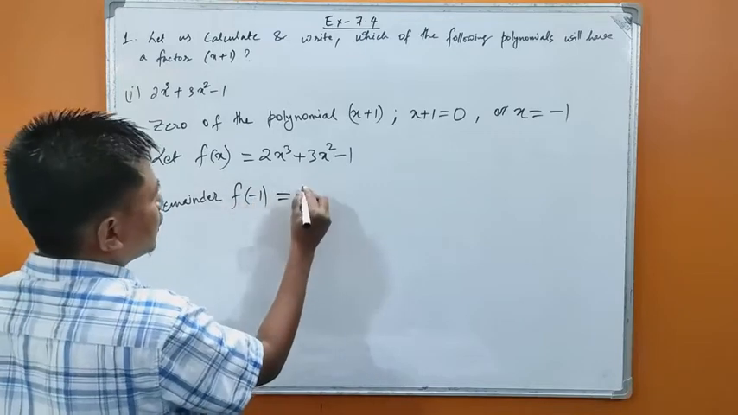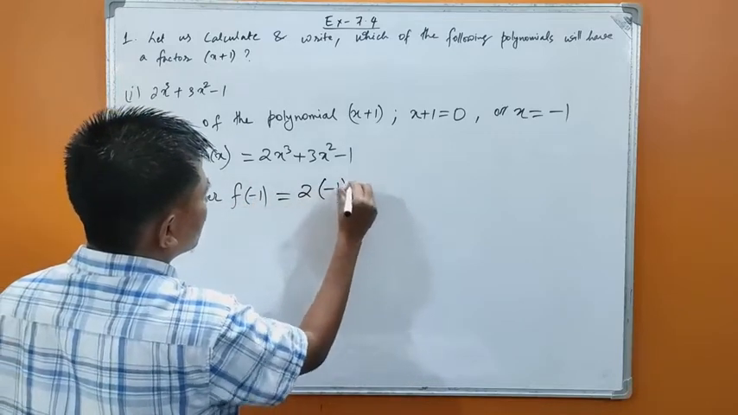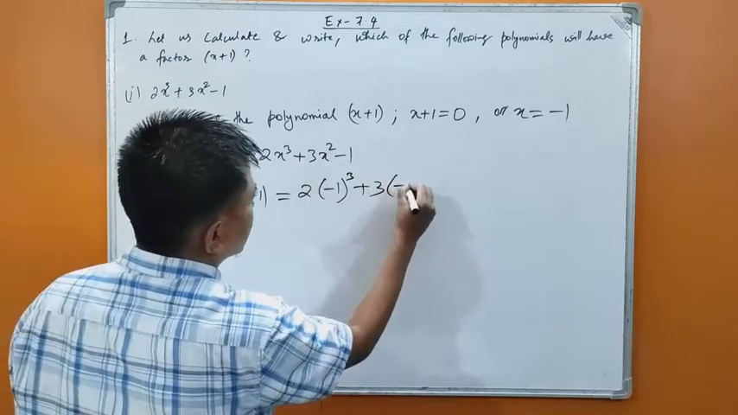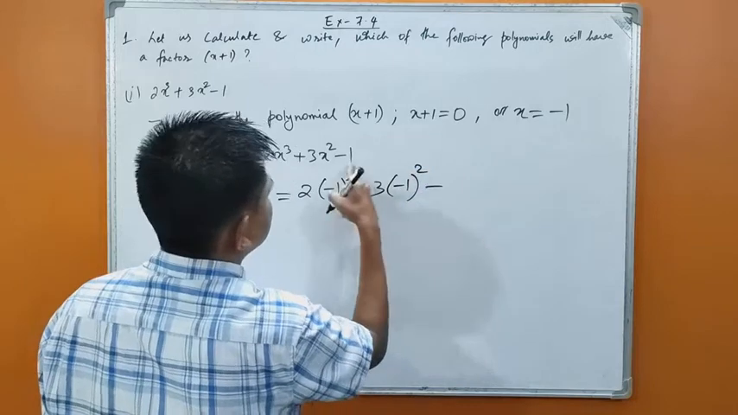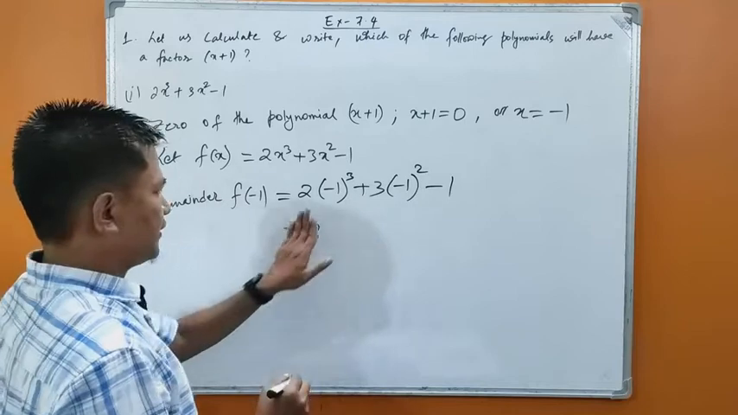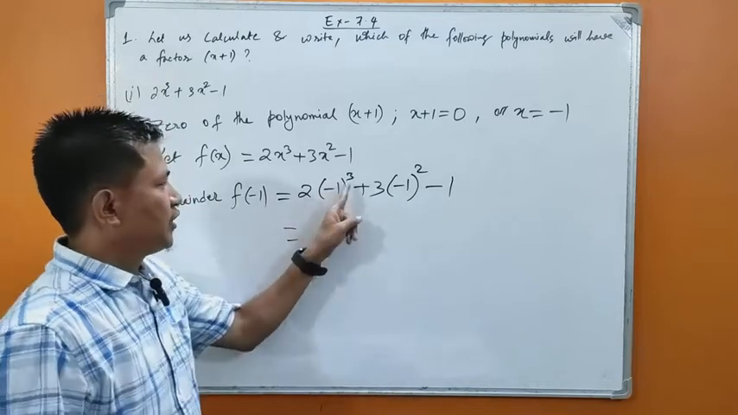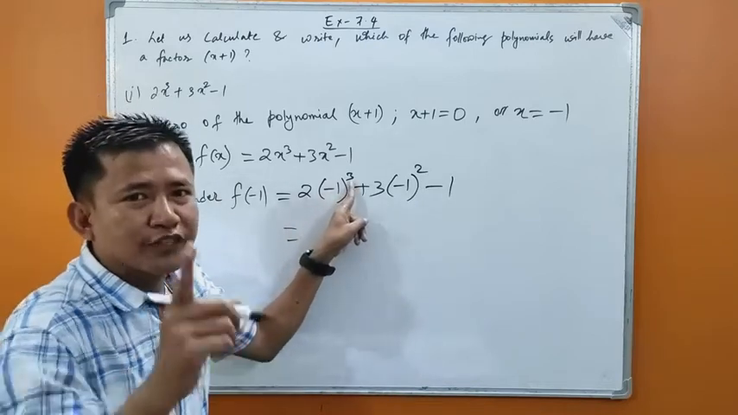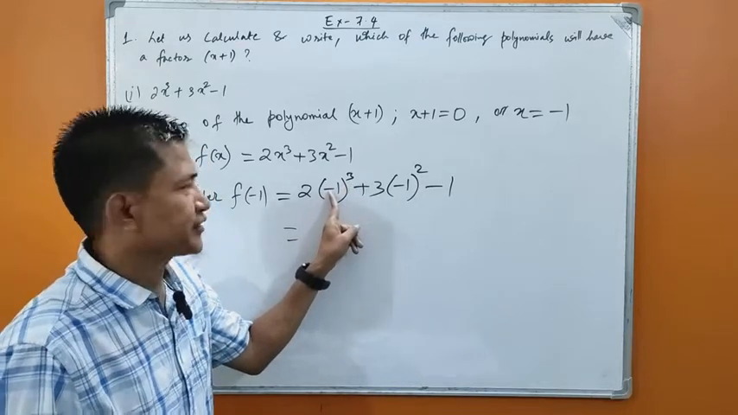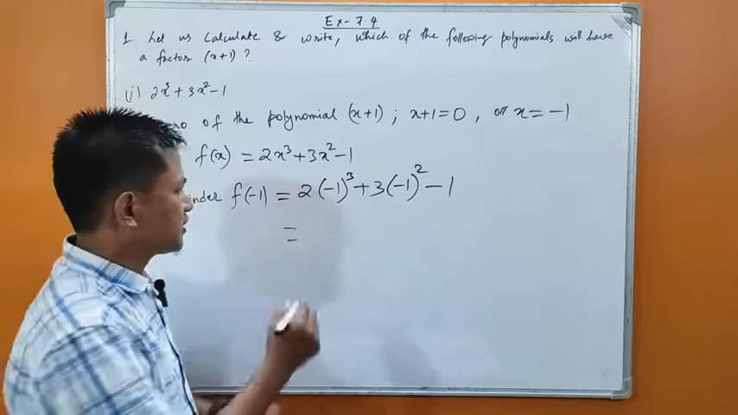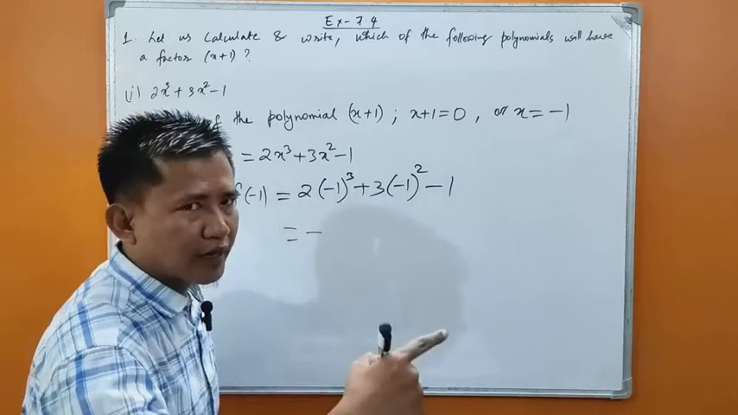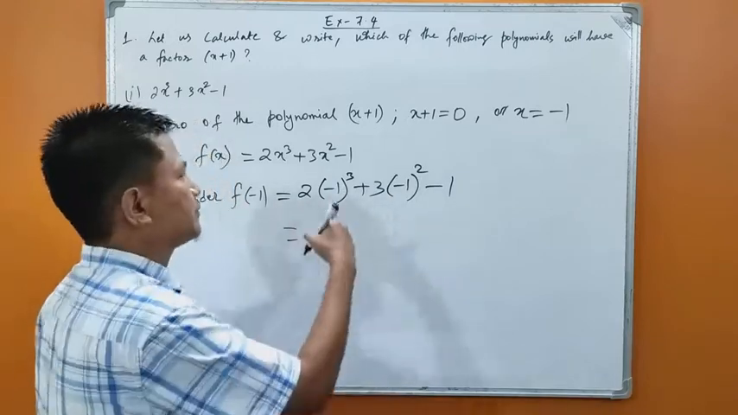f(-1) will be 2 into (-1) whole cube plus 3 into (-1) whole squared minus 1. The power is 3, which is an odd number, so if the power is odd, the sign will remain minus. Minus into this plus is minus. Now 1 cube means 1 into 1 into 1, 1 multiplied 3 times becomes 1.